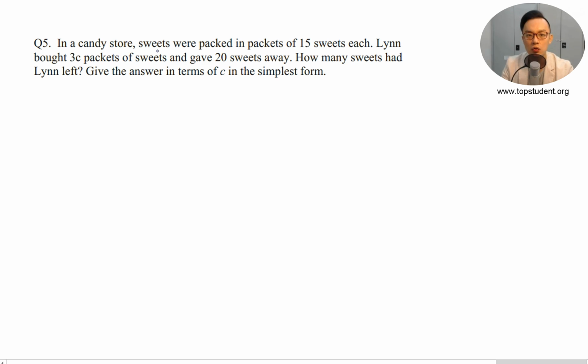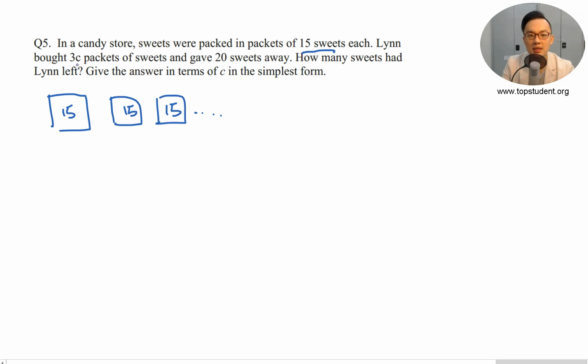In a candy store, sweets were packed in packets of 15 sweets each. Lin bought 3C packets of sweets and gave 20 sweets away. How many sweets had Lin left? Give your answer in terms of C. Okay, so 1 packet of sweets has 15. All right, you get my point, huh?